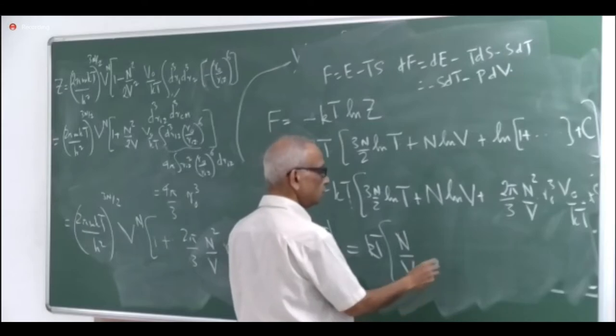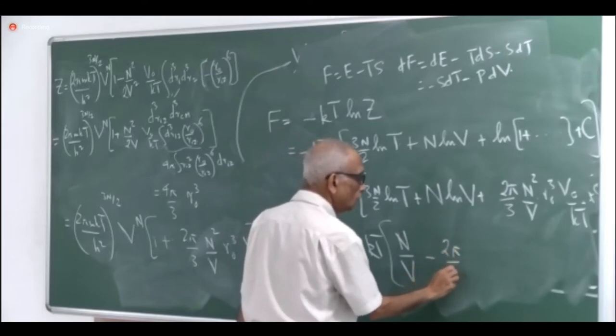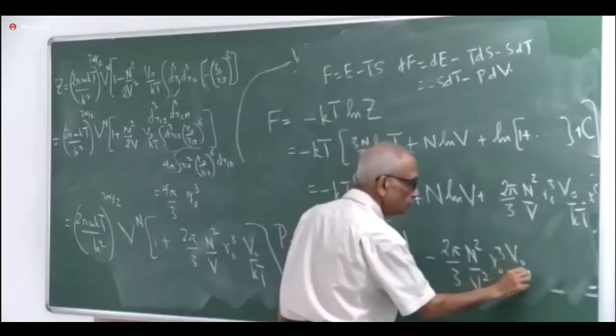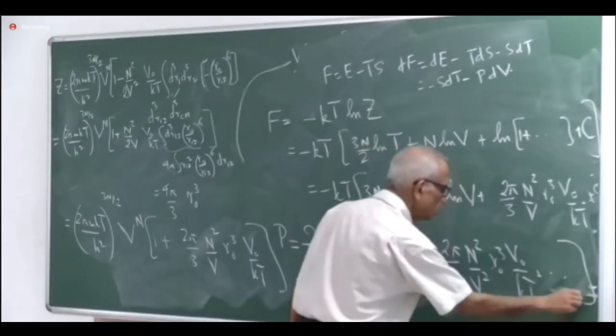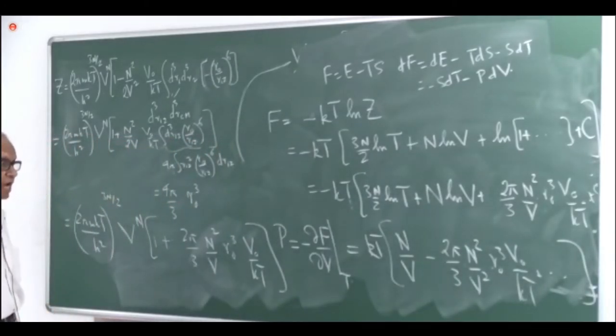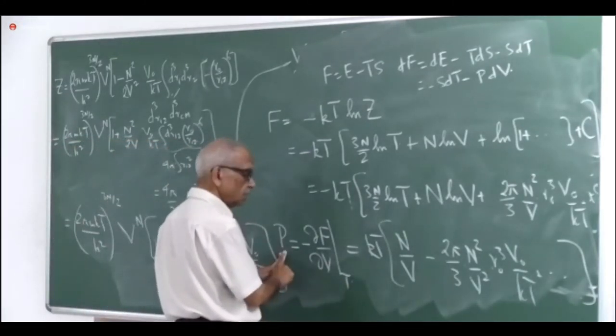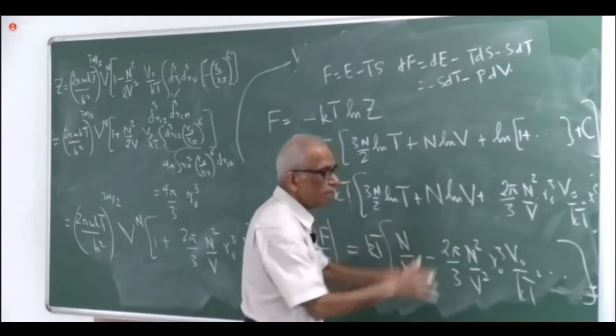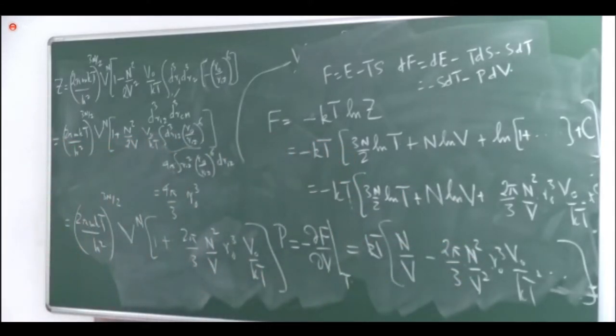And I have minus 2 pi over 3 N square over V square R0 cubed V0 KT plus so on. And there you are. As soon as I calculate a physical quantity, I get it absolutely right as pressure: intensive, N over V over here, N square over V square over here, and so on and so forth. If you do it right, then at the end of the day, you will get it right. And that is what has worked out. I've got the pressure. The pressure is what we have got over here.